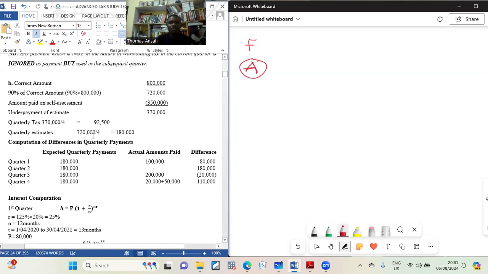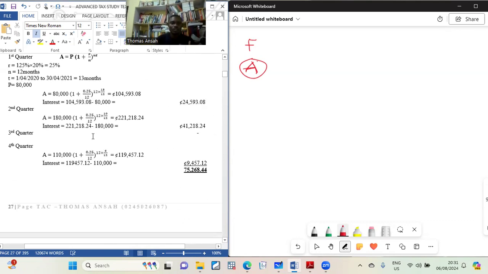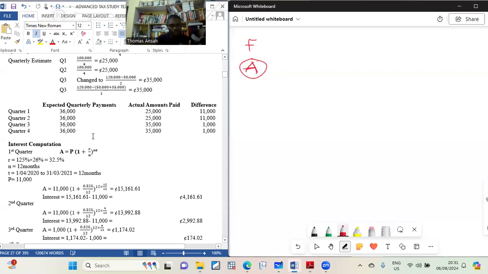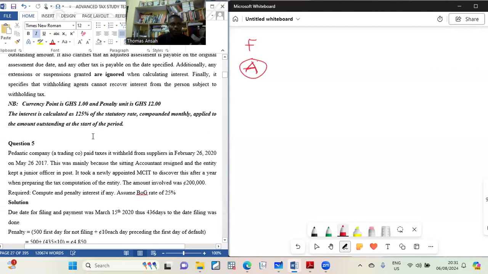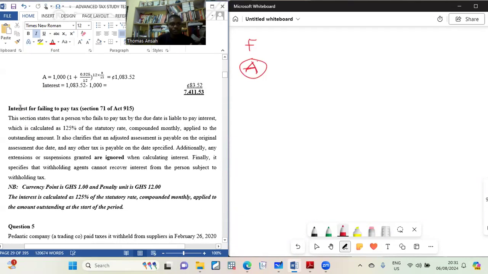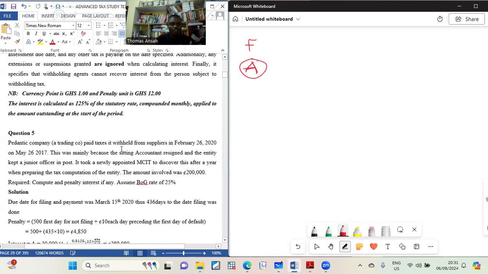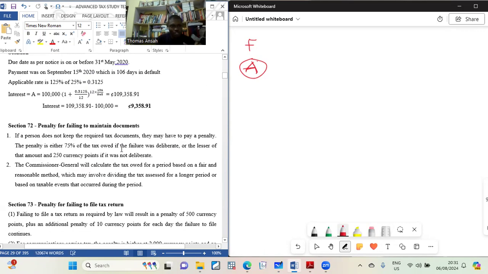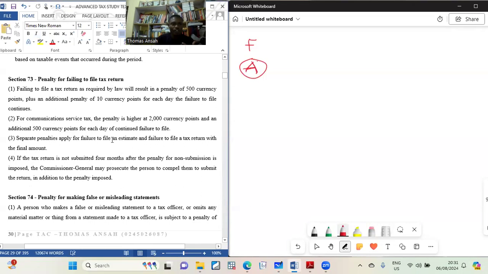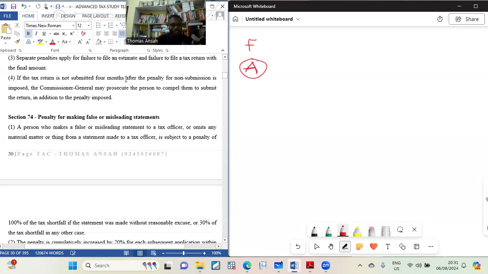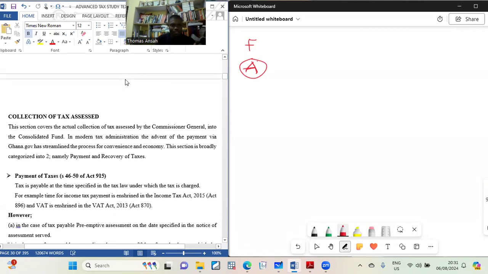The next time we meet, we are just going straight to learn how to calculate interest and penalties. All right, so I'll jump that one for now. And the questions you are asking me, interest for failing to pay your tax, penalties, and all those things. There are so many calculations that you can have in here. So penalty for failing to file your tax. So the question you asked me, you will look at it. All right, so that is that.